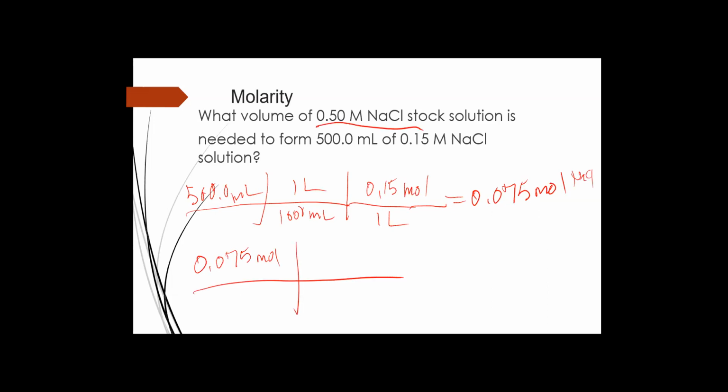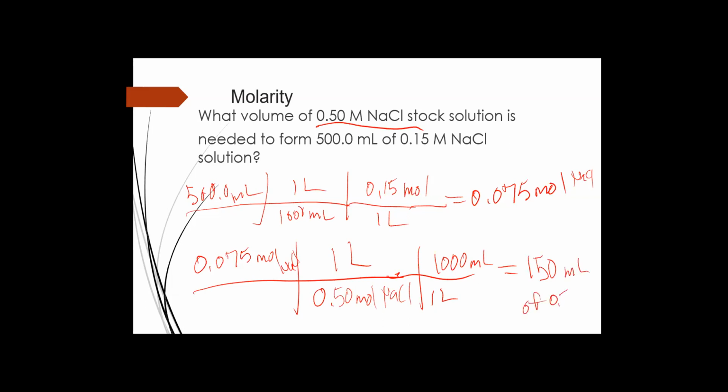Now, I can take that 0.075 moles of NaCl, and we're going to get that from our stock solution. So that's 0.50 moles NaCl inside of 1 liter. And just because everything else was in milliliters, why not? We can keep that in milliliters as well. And we find out that that should be 150 milliliters of 0.50 molarity NaCl solution.